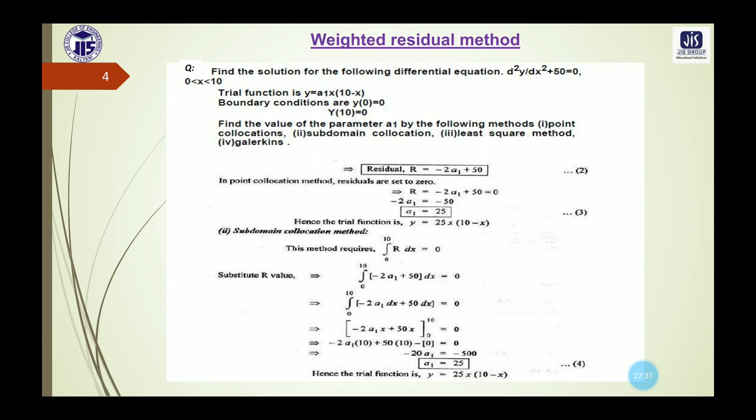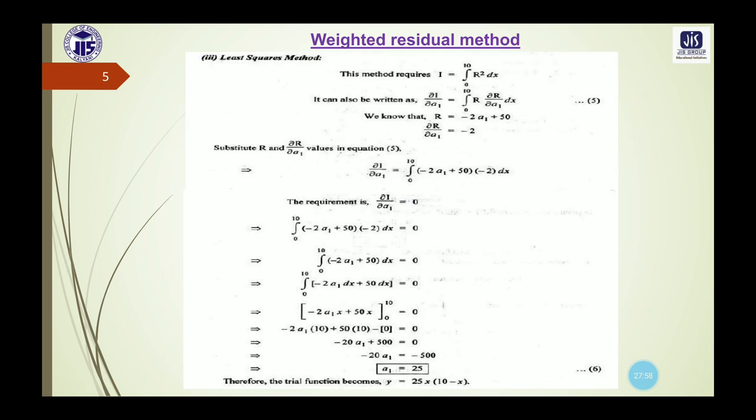So this is the methodical difference between the point and subdomain collocation. In the point collocation, capital R equals to 0, and in case of the subdomain collocation, integration 0 to 10 r dx, with the limit that is given here, this is equals to 0.